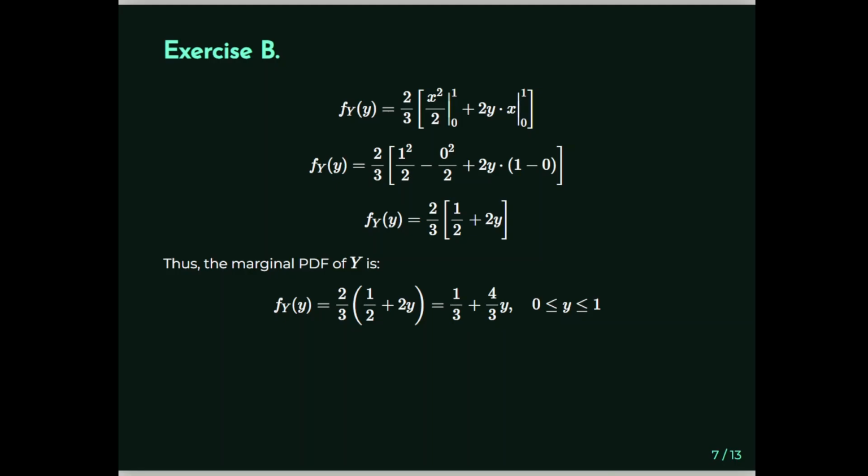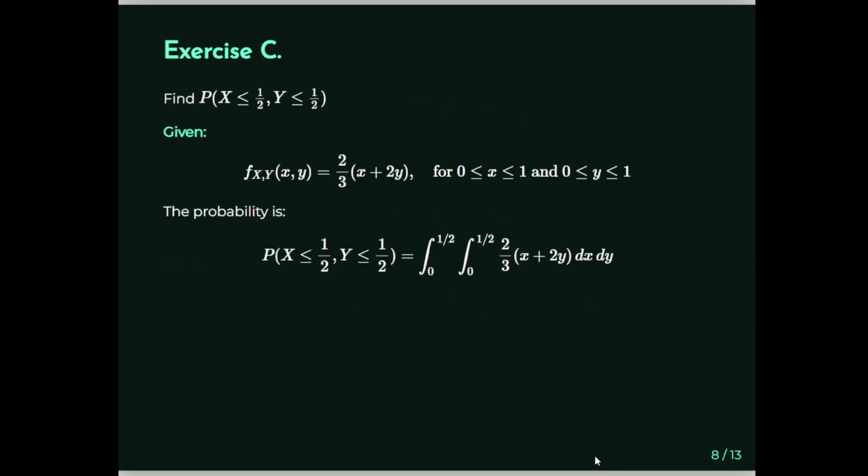Okay, we'll move on to the last question, and this is exercise C. Find the joint probability of x being less than or equal to 1/2 and y being less than or equal to 1/2. So the joint probability density is again 2/3 times x plus 2y.